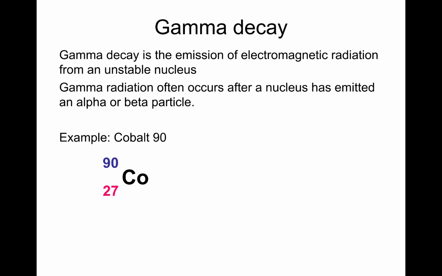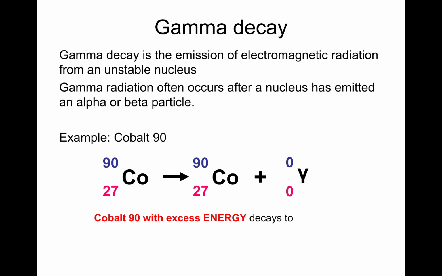So an example, cobalt-90. Cobalt-90, 27 protons, mass number of 90, would still be cobalt plus gamma. So cobalt-90 with excess energy decays to cobalt-90 with less energy plus gamma radiation. And instead of this symbol for gamma, you could use this one. It's not the same symbol, but it means the same thing.